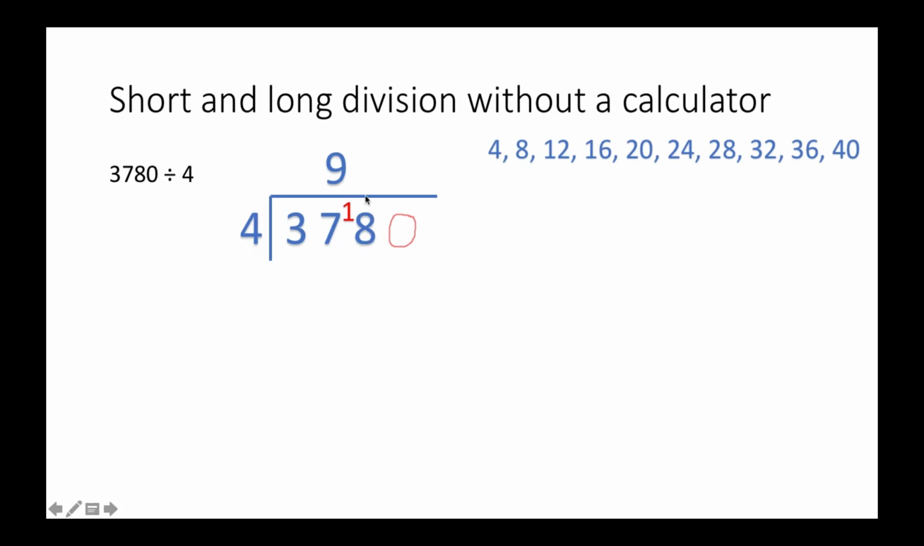And now I've got 18. How many 4s go into 18? If I look at my list, I've got 4, 8, 12, 16, 20. So I've got 1, 2, 3, 4. The closest I can get to is 16, so it's 4. So I'm going to put 4 there. Now, what's left from 16 up to 18?